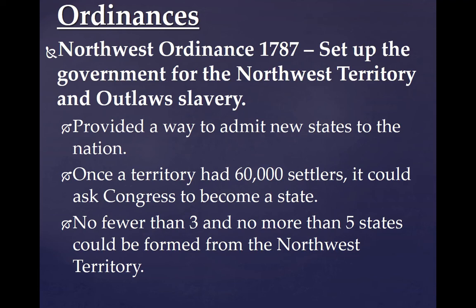So the Northwest Territory, which you saw on the map just before, had to be broken up into new states. It couldn't be fewer than 3, because otherwise the states would get too large, and it couldn't really be more than 5, otherwise they would be too small. So those states are going to be formed, and you're going to see those in just a second.